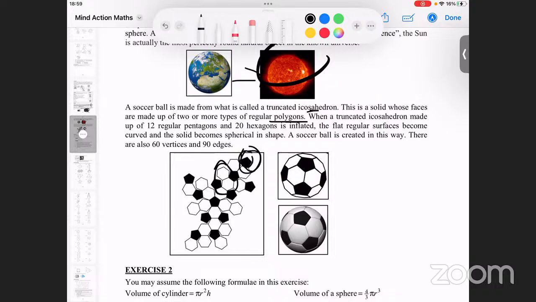It's two shapes that are different, right? You guys see that?